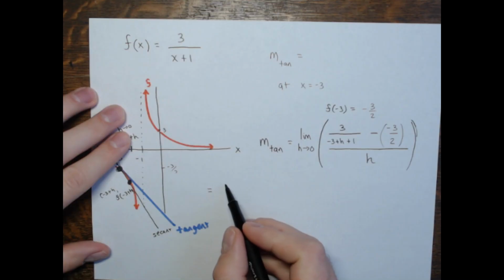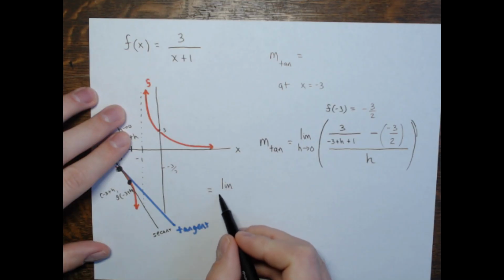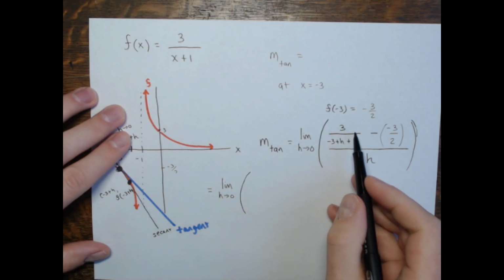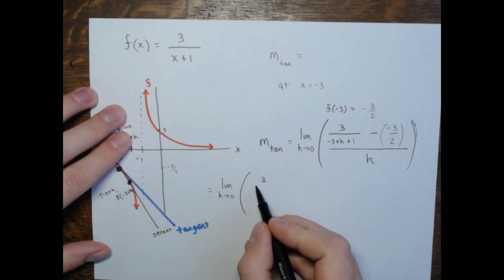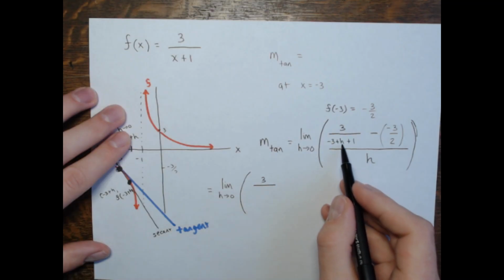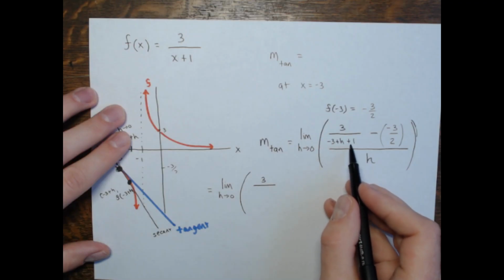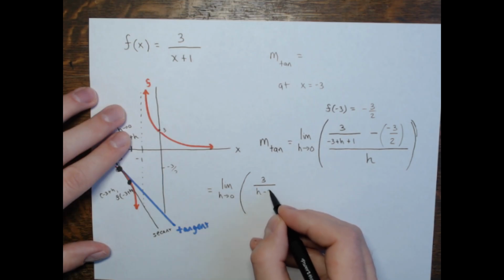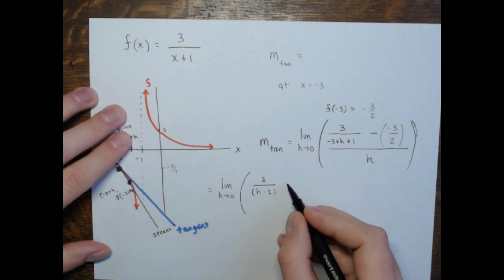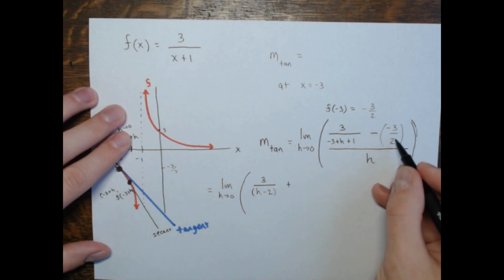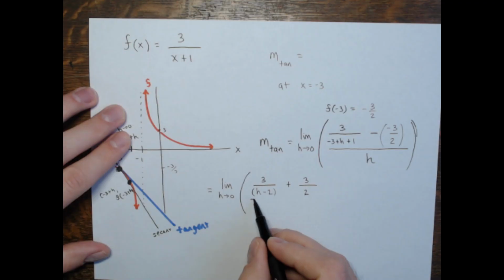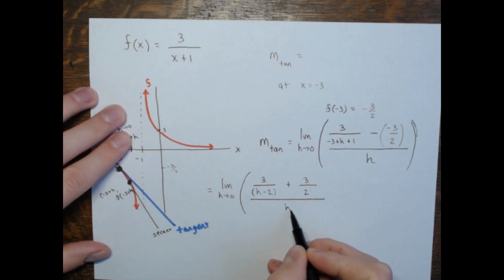Okay. So we have the limit as h approaches 0. Now this first expression here is 3 divided by, this is really just h minus 2 down here, right? Positive h and then -3 plus 1. So I got the h minus 2, and that's the only factor down there. And then plus, right, minus negative, so plus 3/2. And again, all this divided by h.